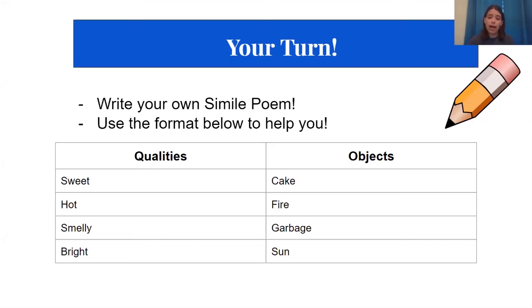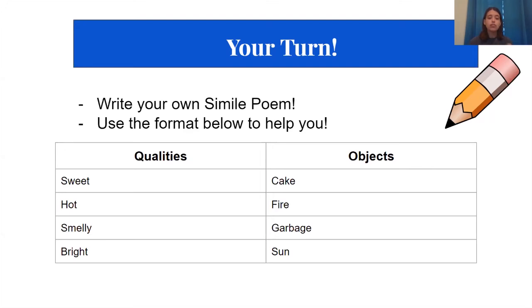In order to write a poem, I have created this kind of chart for you. That way it is a little bit easier, because it can be tough sometimes when you're writing a simile poem to figure out how you want to do it, whether it's putting the qualities in the objects or figuring out what you want to compare. So what I did is I created this nice little chart for you. On one side, write the word qualities, and on the other side, write the word object. Qualities are the way something is, or the way something behaves or feels.